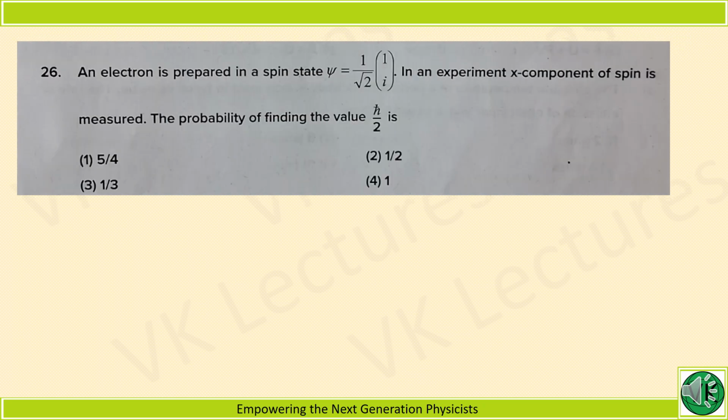An electron is prepared in a spin state psi equal to 1 by root 2 (1, i). In an experiment, the x component of spin is measured. The probability of finding the value h cross by 2 is option 2, 1 by 2.